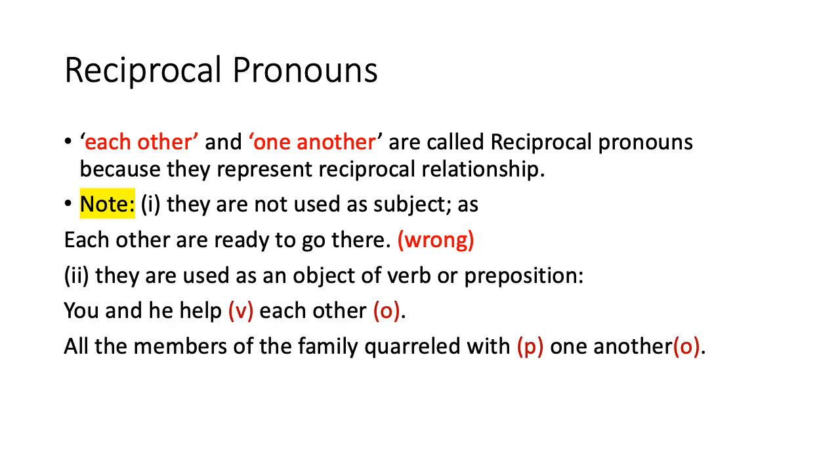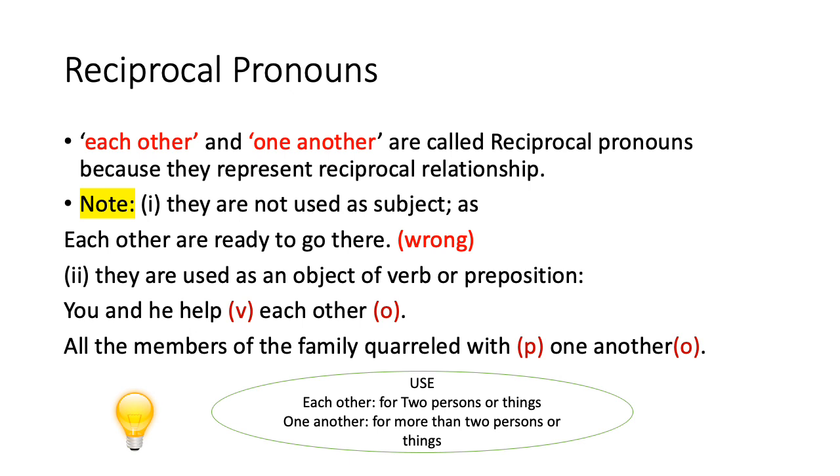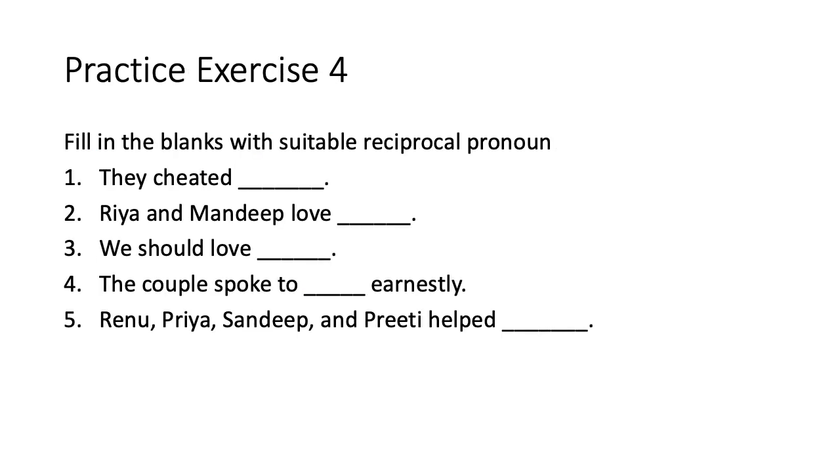Number 2 is they are used as an object of a verb or preposition. You and he help each other. All the members of the family quarreled with one another. Now, points to remember are: we use each other for 2 persons or things, whereas one another is used for more than 2 persons or things. Now do the exercise number 4.